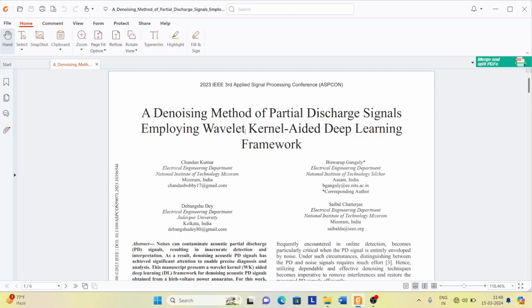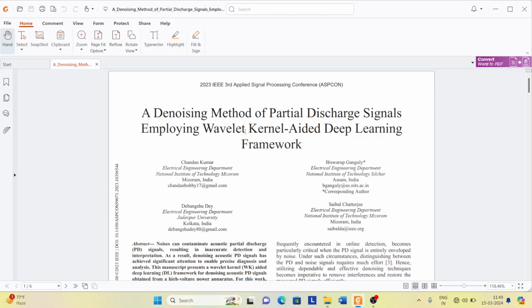After that, I have done the literature survey, where I have reviewed the existing denoising techniques for partial discharge signals, highlighting their strengths and limitations. I have discussed the emergence of deep learning methods in signal denoising and their potential for handling complex noise patterns. Next, I have introduced the concept of wavelet kernels and their applications in signal processing tasks.